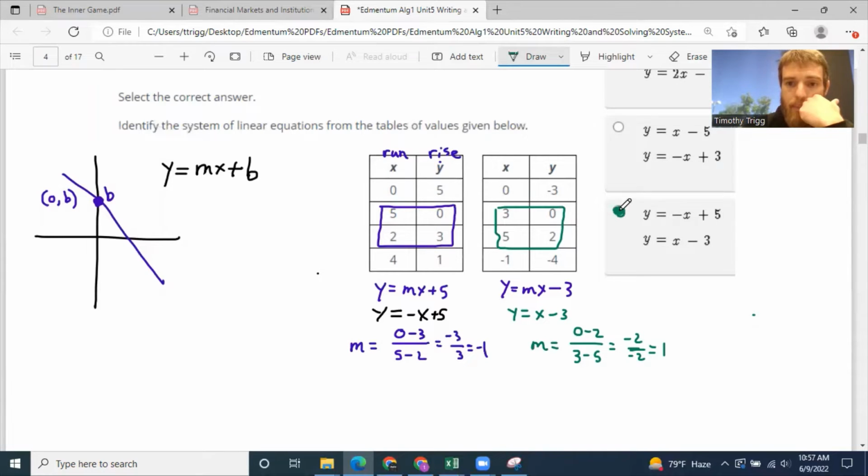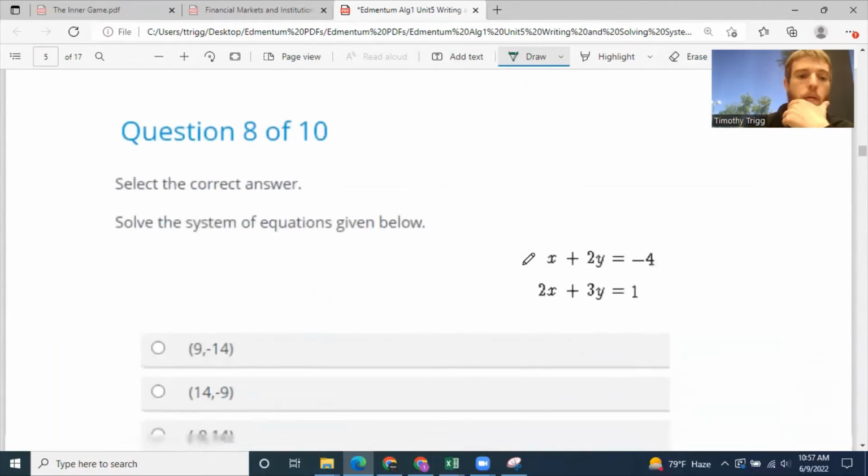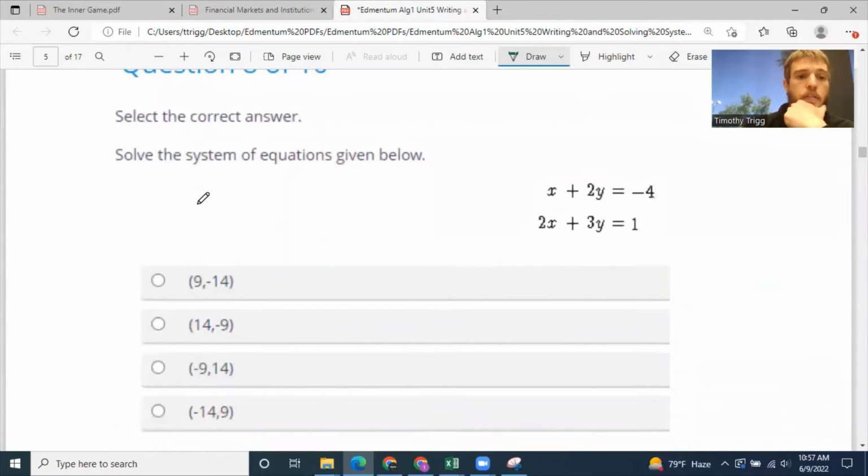There we go. There it is. Solve the system of equations given below. x plus 2y equals negative 4, and 2x plus 3y equals 1.